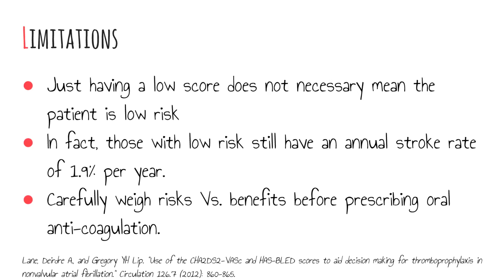Now there are a lot of limitations in the CHA2DS2-VASc scoring system. For example, some papers have stated that just having a low score does not necessarily mean that the patient is low risk. And in fact, those who are low risk still have an annual stroke rate of around 1.9% per year. So as I mentioned previously, it is important to carefully weigh the risks versus the benefits before you prescribe oral anticoagulation.